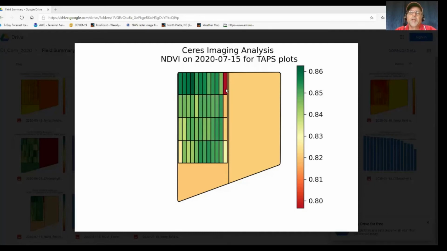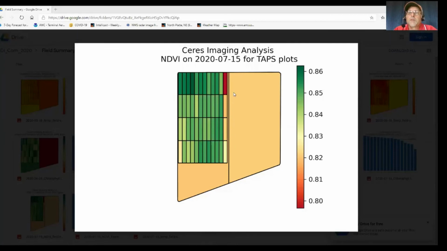Other possibilities could be insect or disease that's moving into the field. And this imagery really doesn't tell you what it is. It just tells you there's a difference out there. So you really need to go out in the field. This will help direct your scouting, go to that portion of the field, take a look and see what's really going on there.